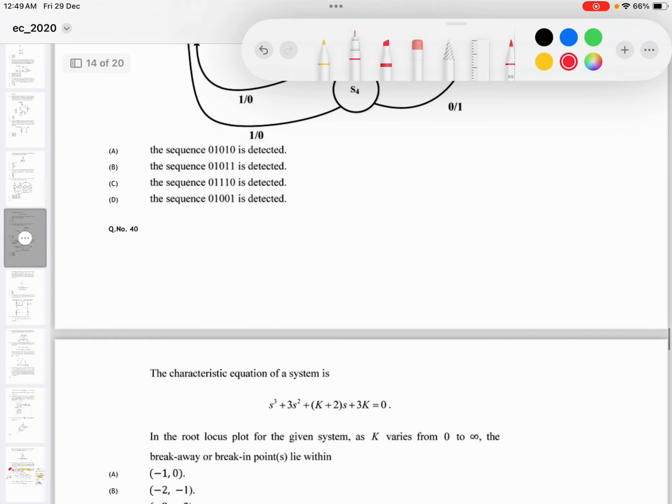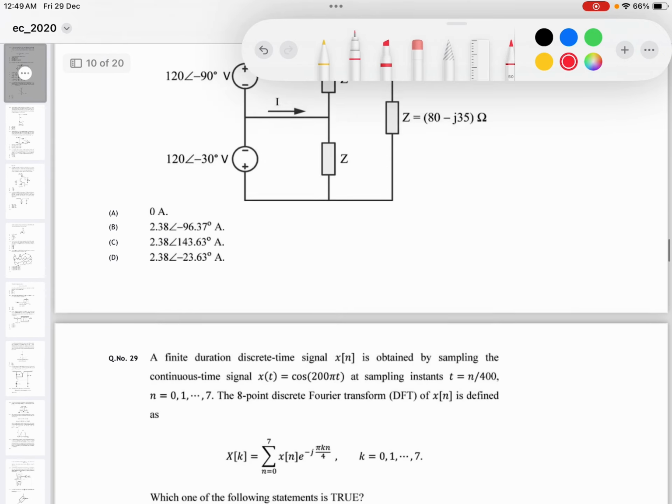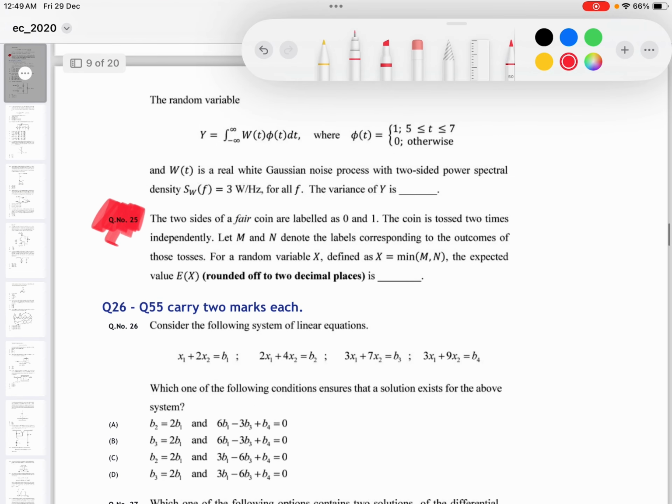So the next question is, okay, now let's look at this question number 25. What we have been asked is that two sides of a fair coin are labeled as 0 and 1. The coin is tossed two times. How many times are we performing the experiment? Two times, independently. So there is no relation between tossing the two coins, right? Let m and n denote the labels corresponding to the outcomes. So m and n are the labels corresponding to the outcomes of these tosses.